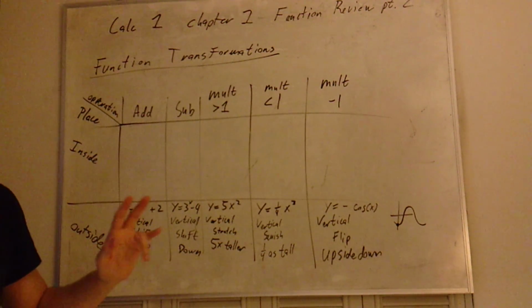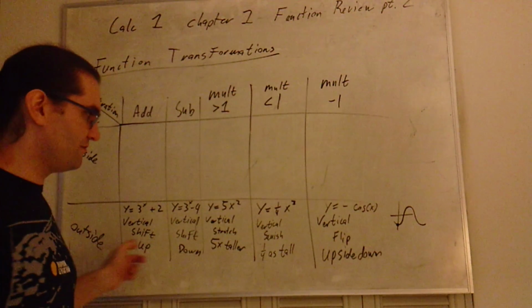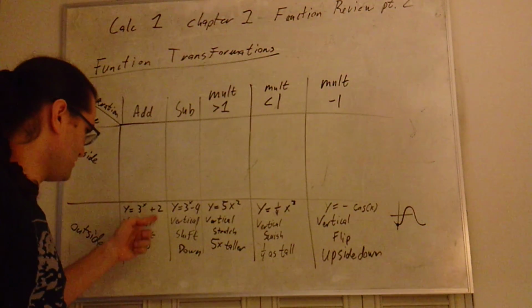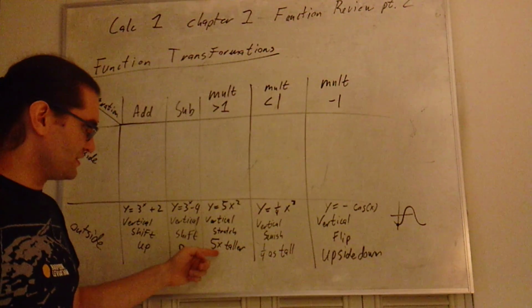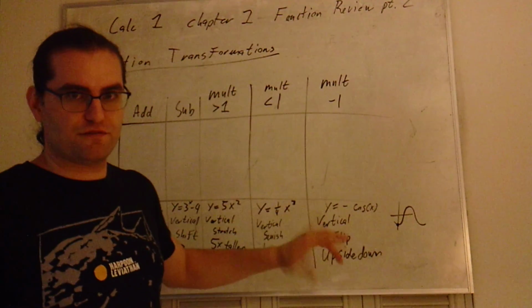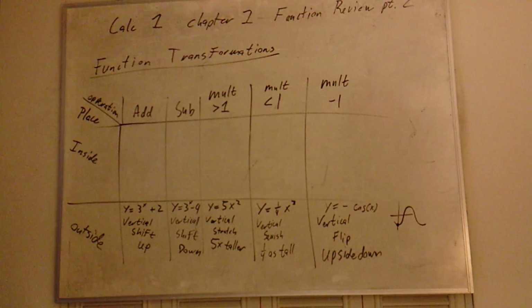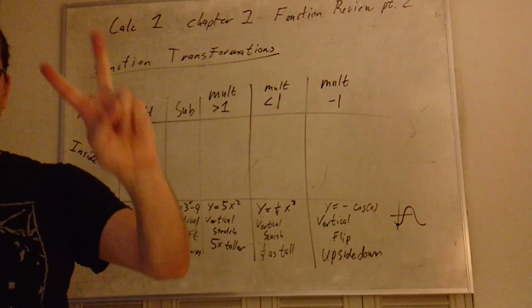The second thing I'm hoping you're noticing about these is that they all are the intuitive sort of direction. Addition goes up, subtraction goes down, multiplication makes things bigger, division makes things smaller, and negatives always flip. There's no real direction there. So, outside things are vertical and intuitive.